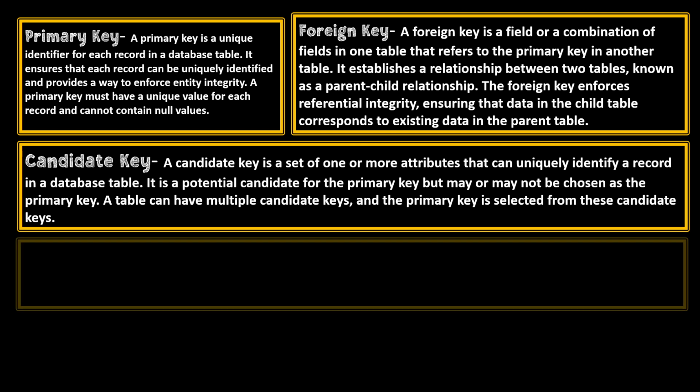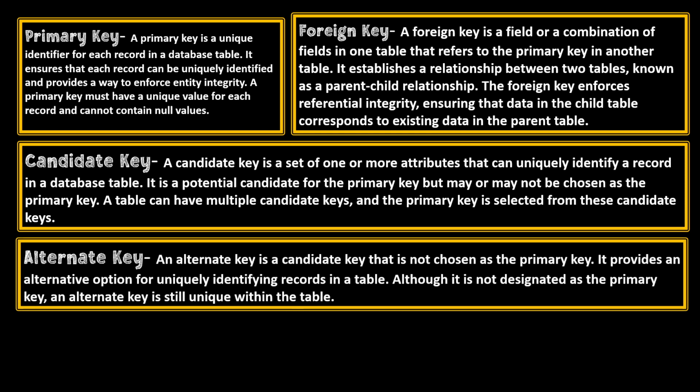Alternate key. An alternate key is a candidate key that is not chosen as the primary key. It provides an alternative option for uniquely identifying records in a table. Although it is not designated as the primary key, an alternate key is still unique within the table.